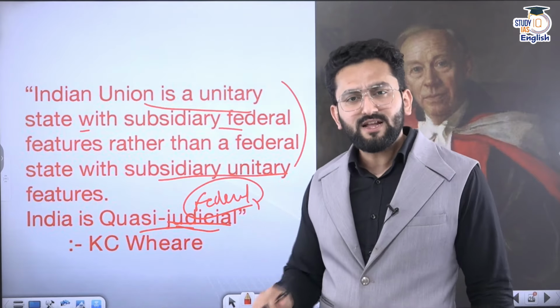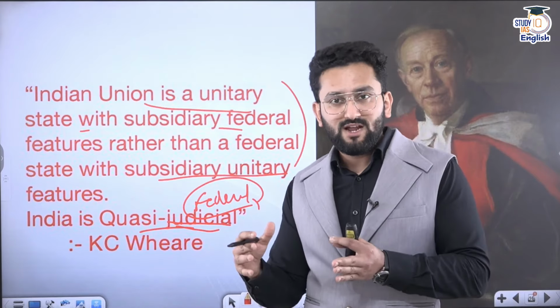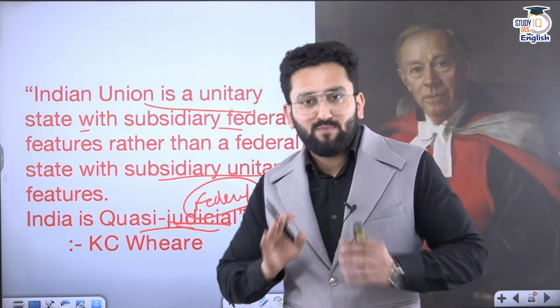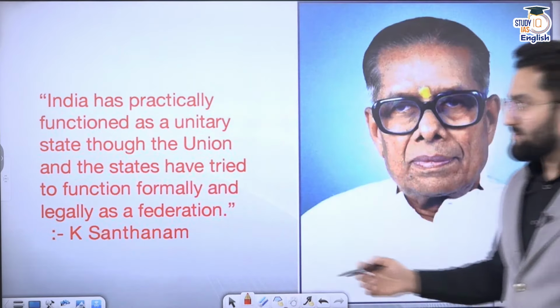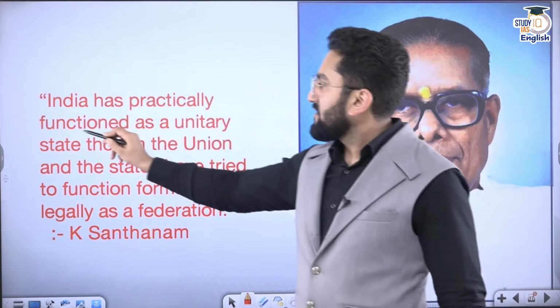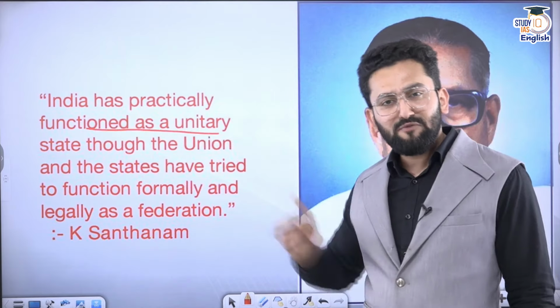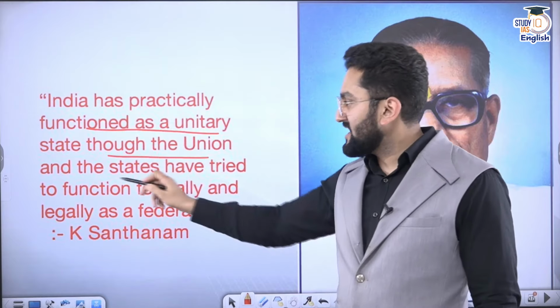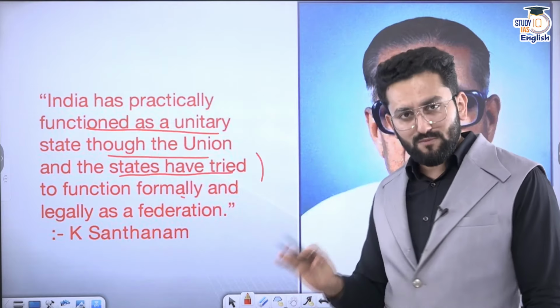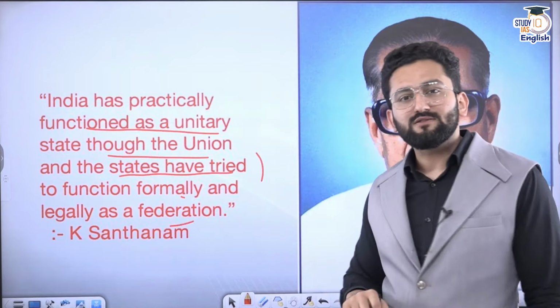Quasi-federal means that we are not completely federal. We have adopted a golden mean path. Now, according to K. Santhanam, India has practically functioned as a unitary state. It means both observations are talking about unitary features, though the Indian Union states have tried to function formally, legally as a federation.